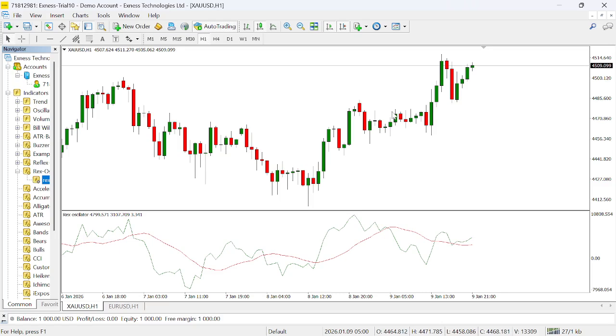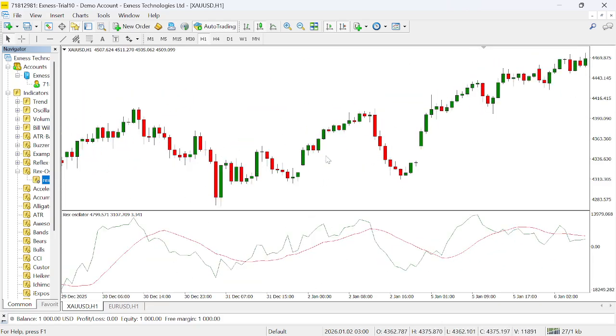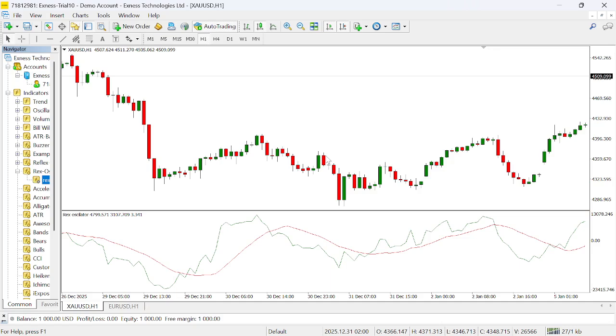For best results, traders should combine the Rex Oscillator with other technical analysis tools such as moving averages, RSI, and support and resistance levels to minimize false signals and increase accuracy.